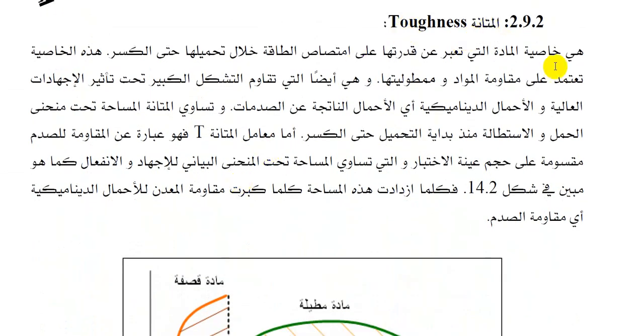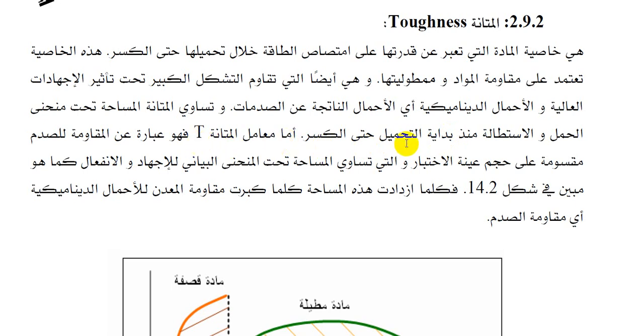Toughness. Toughness is a property of materials expressing the ability to absorb energy by loading until fracture. This property depends on the ductility and strength of materials, which also resists the major deformations caused by enormous dynamic loads, or loads resulting from impacts. The toughness is equal to the area of the load extension diagram from the beginning of loading until fracture.